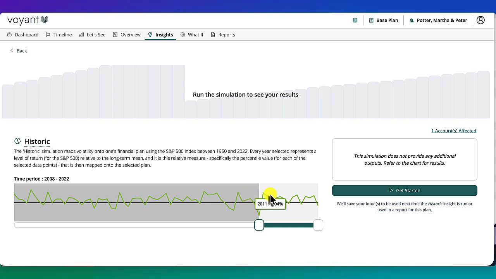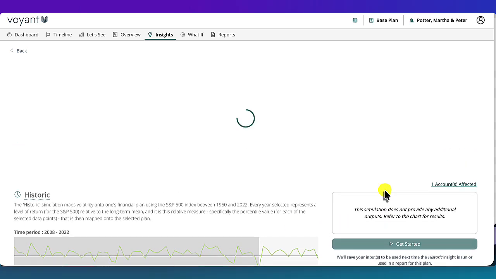Before running the insight, I did want to note that accounts included in the simulation need to be modeled using asset allocations. If the invested accounts are not set up with asset allocations, Historic Insight will not be able to apply the simulation properly. So we'll go ahead and hit started since I know they do have a portfolio.